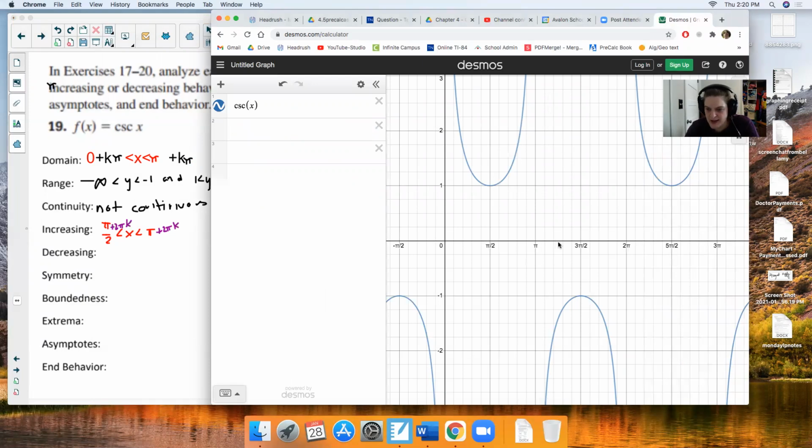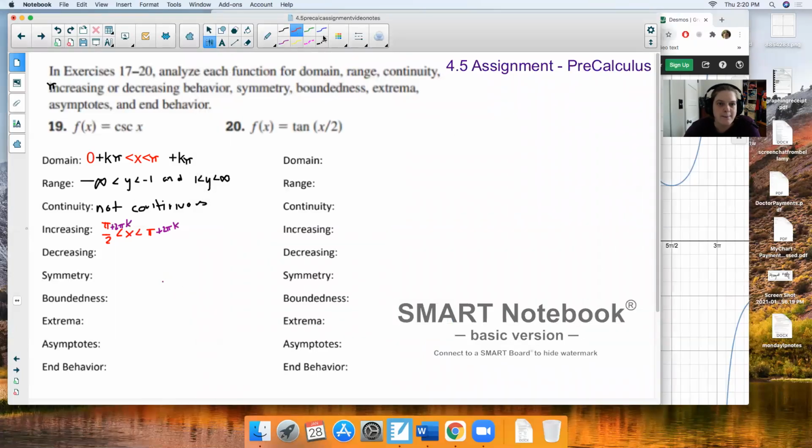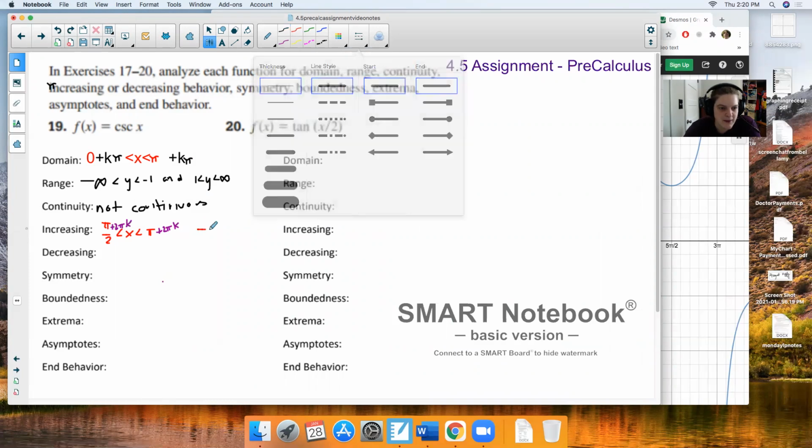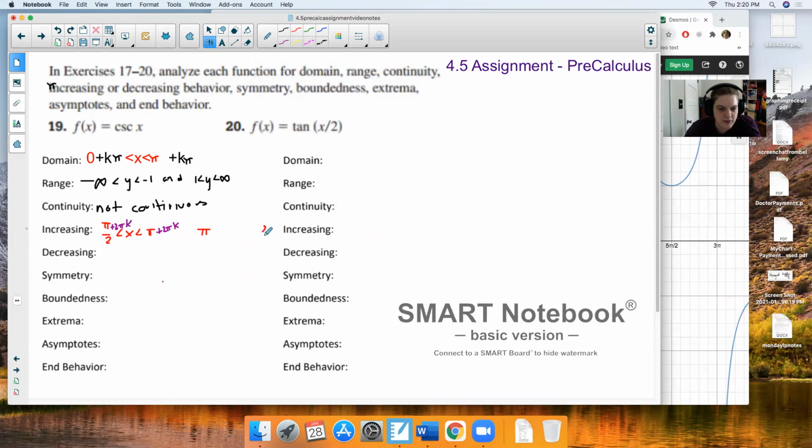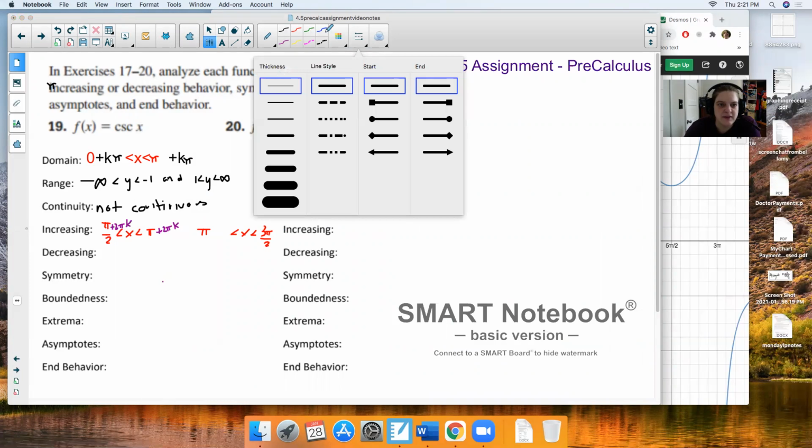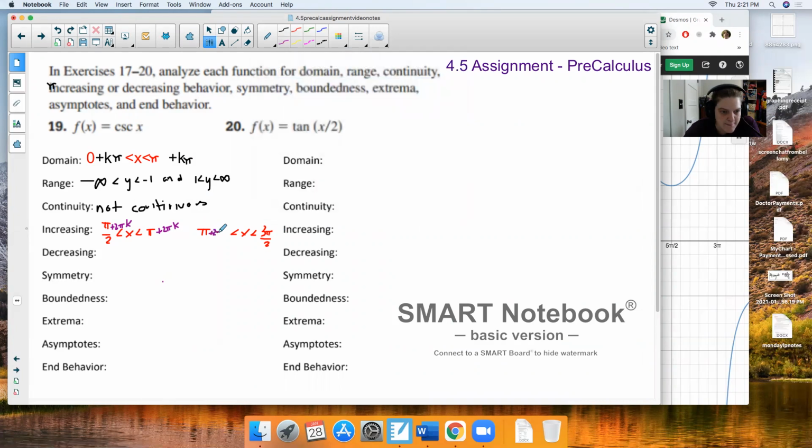increasing from pi to 3 pi over 2. So pi to 3 pi over 2 is also increasing, and it's all of the repetitions of that afterwards. And this is actually, so plus 2 pi k, and then plus 2 pi k. And actually it's plus or minus, because you could go backwards and get the negative ones as well. So we'll do plus and minus up here as well.